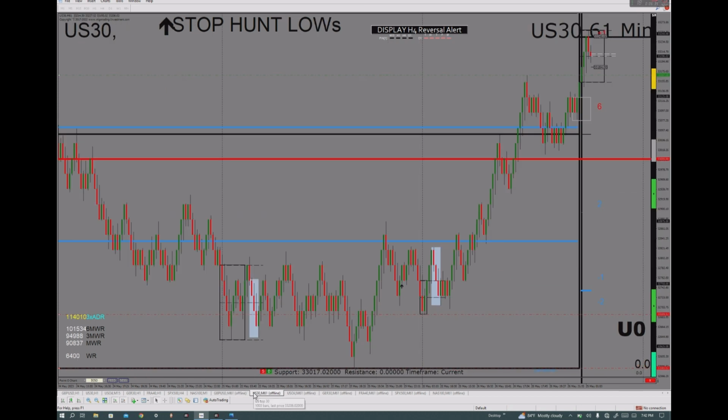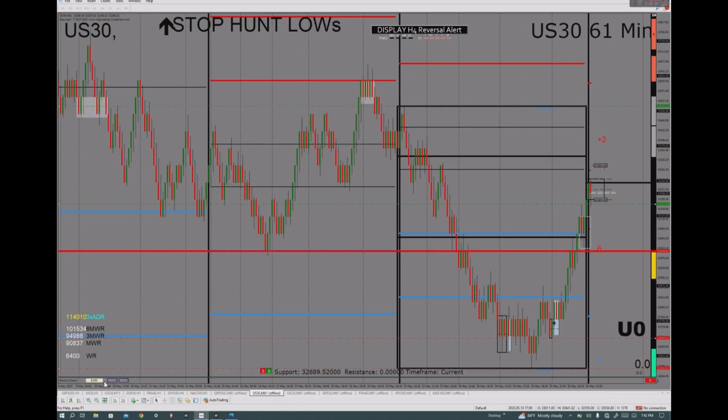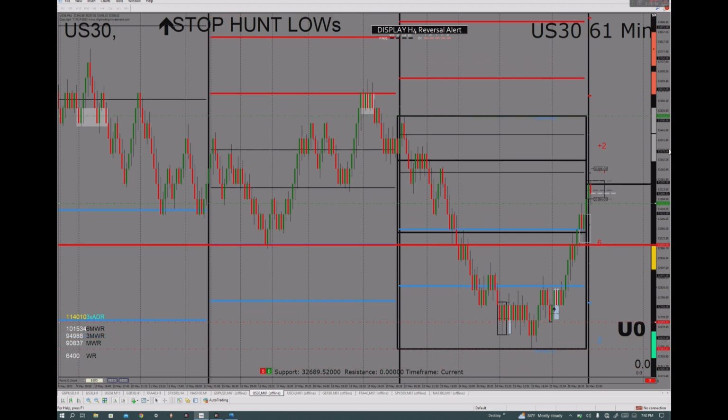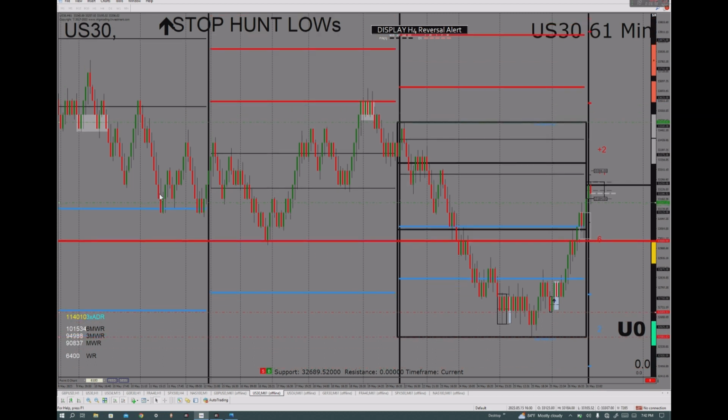So I'm going to head on to US 30. What has US 30 been doing for the past 5 to 10 days? US 30 has been on a downtrend. You're probably asking yourself, what is that big red line that's going through the past 3 weeks? This big red line is what? If you look at the numbers, it's 1,000.